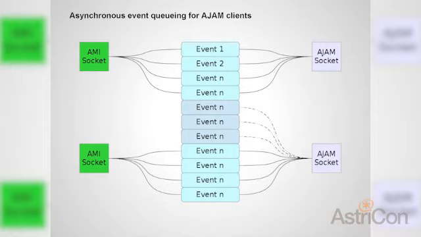Asynchronous event queuing for AJAM clients. So this slide is a side-by-side comparison of how events are sent to client sockets for both AMI and AJAM clients. So they're doing this all at the same time here, starting at event 1. They both start at the same time. Events 1 through 2, through 3, through 4 all made it to both sockets.